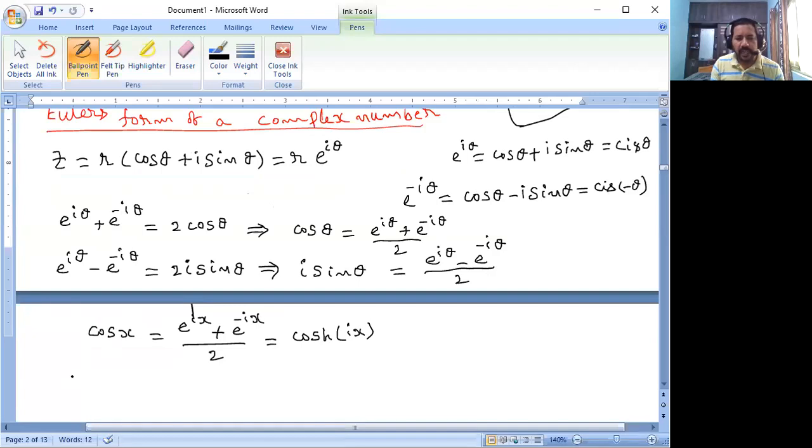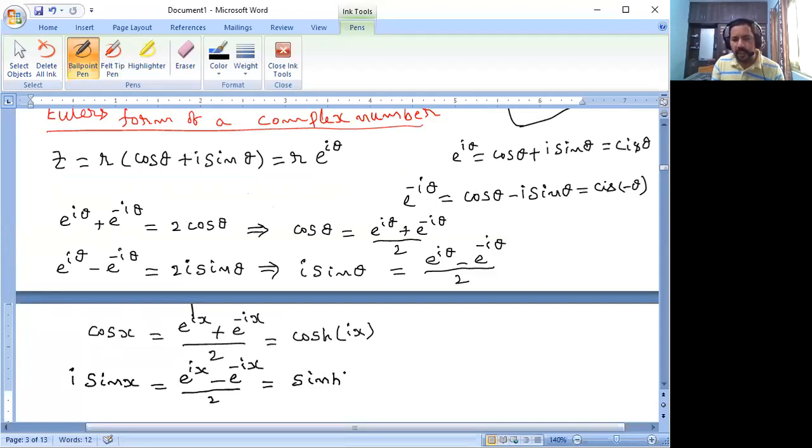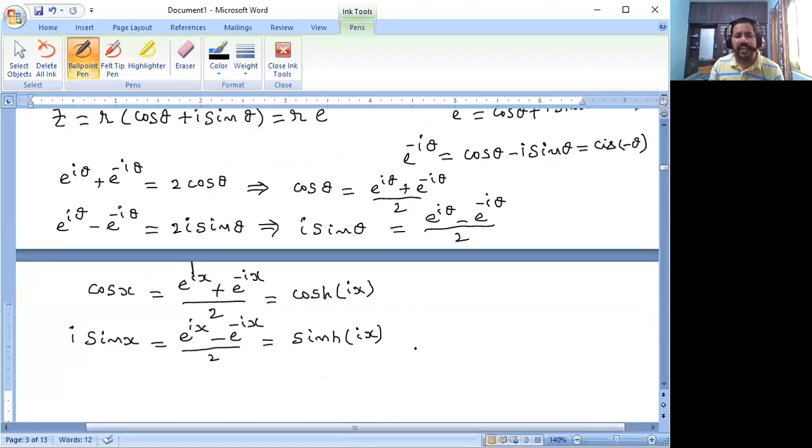Now I am writing another form, i sin x, that means in place of theta I am replacing x. So we get e power ix minus e power minus ix divided by 2. This is the hyperbolic function formula, that is sinh of ix. Sinh of x. Now divide these two equations.